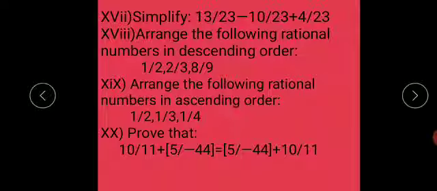Prove that 10 over 11 plus 5 over minus 44 is equal to 5 over minus 44 plus 10 over 11.